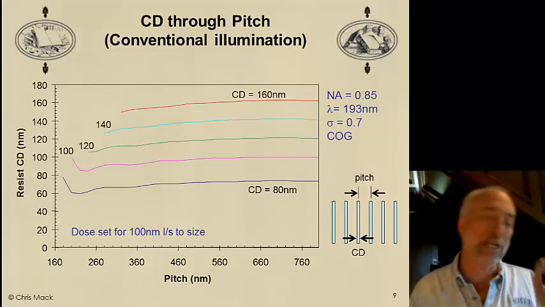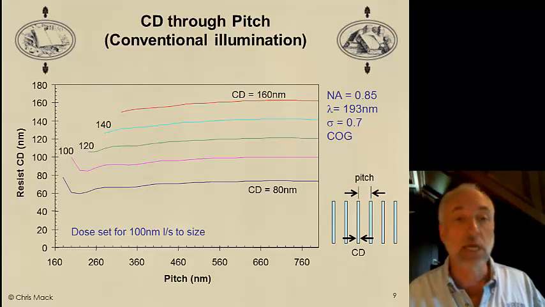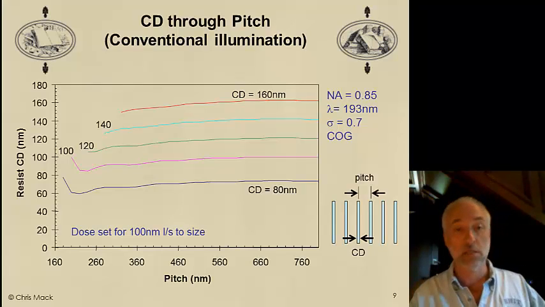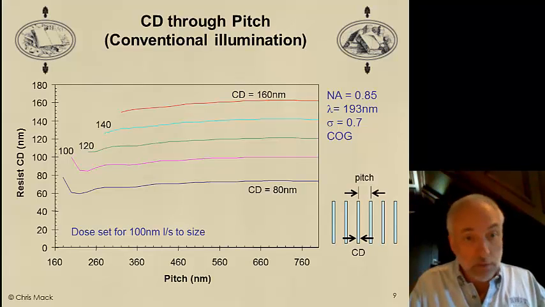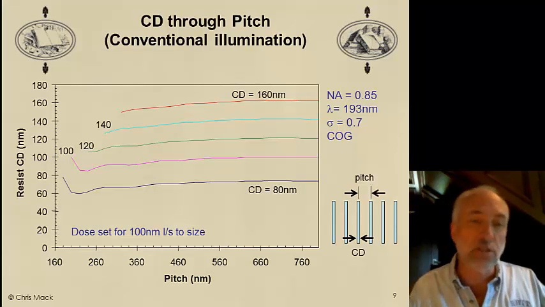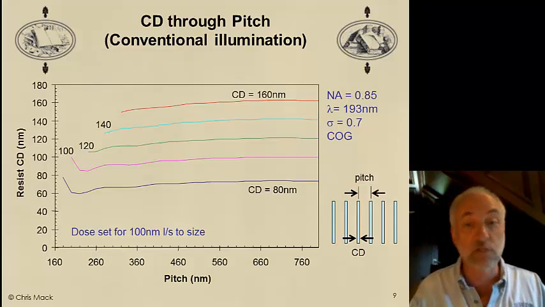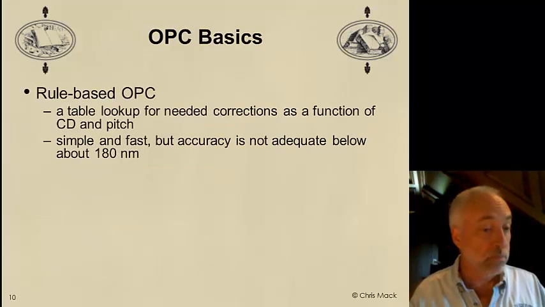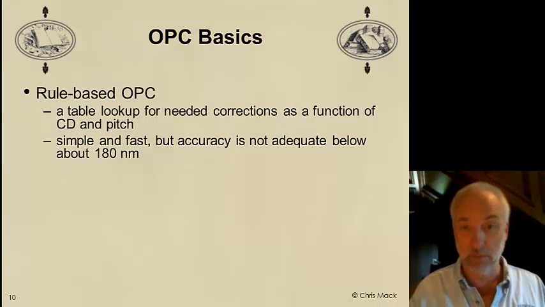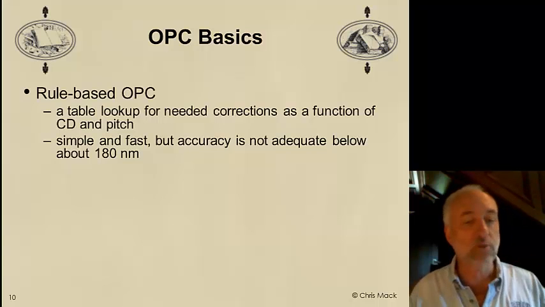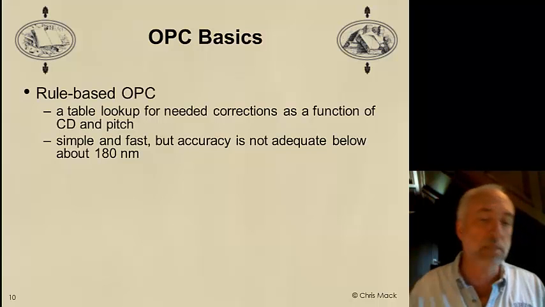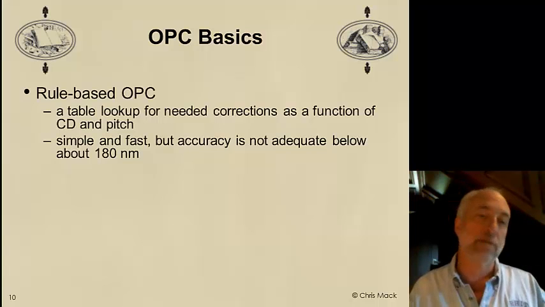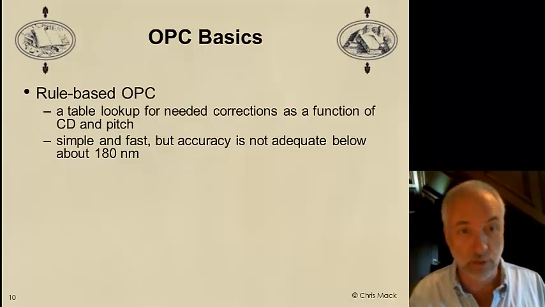How much do I have to change the mask CD so that the CD I get on the wafer is exactly what I want, say 100 nanometers in this case? Once I figure out experimentally how much I need to change the mask so that what gets printed on the wafer is the right thing, I put those numbers in a table, and then I look them up whenever I need them. I look at the CD I'm trying to print and the proximity of its nearest neighbor, and from this table I look up how much I have to change the mask to get the correct result.